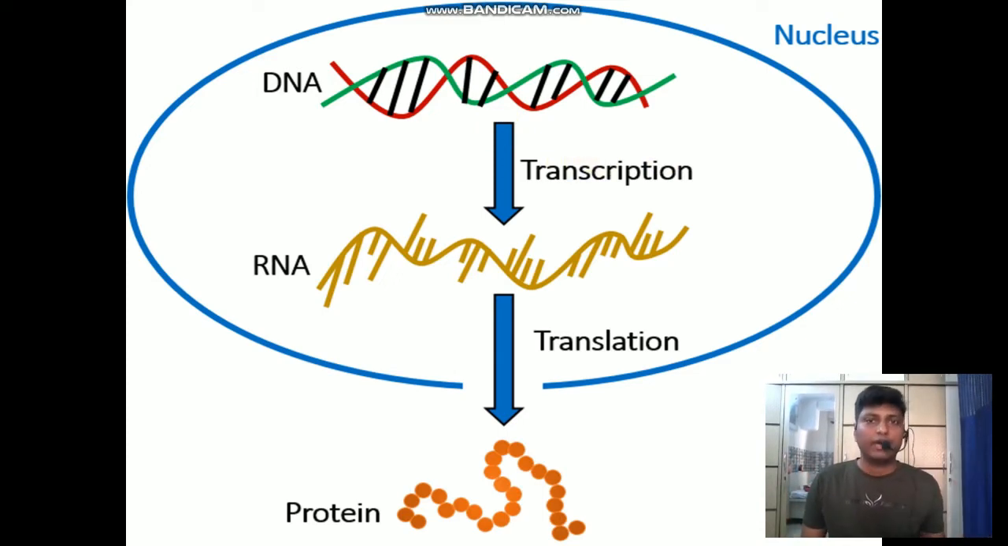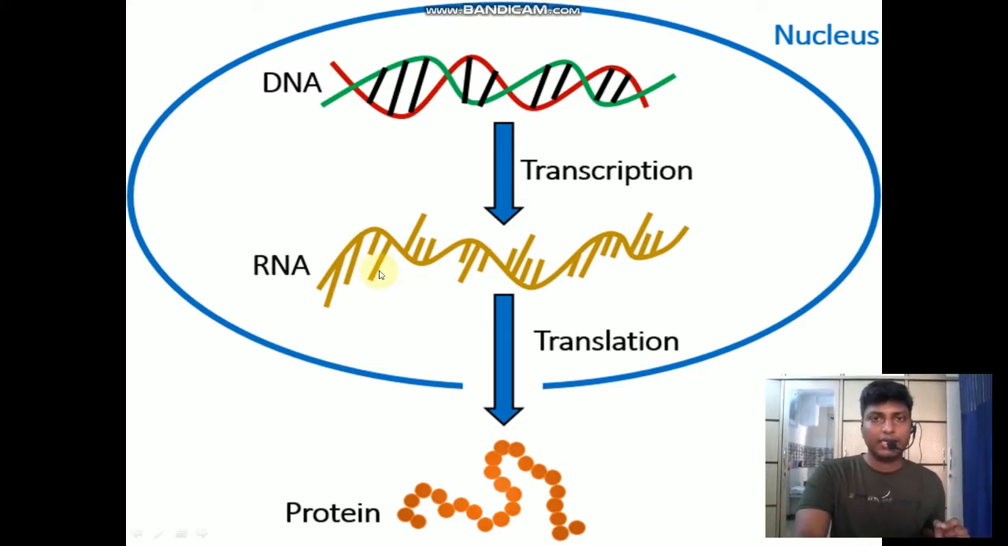But dear students, there is one more process which is called translation. And what is translation? Once the information is passed into the RNA, that information is now translated in the form of actual protein, and that process is called translation, wherein the information of RNA, which is of protein, is actually converted into protein form.